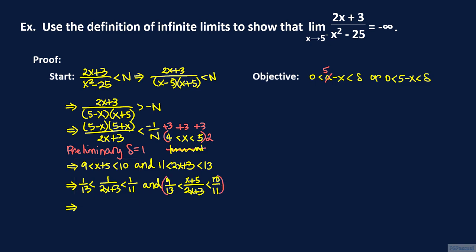We multiply everything by 5 minus x. And remember, 5 minus x is positive. We get 5 minus x times 9 over 13 is less than 5 minus x times x plus 5 over 2x plus 3 is less than 5 minus x times 10 over 11.